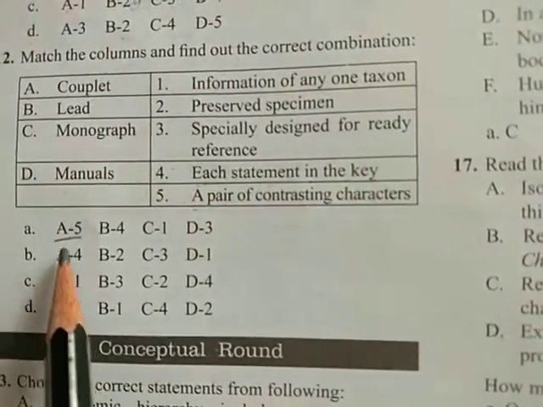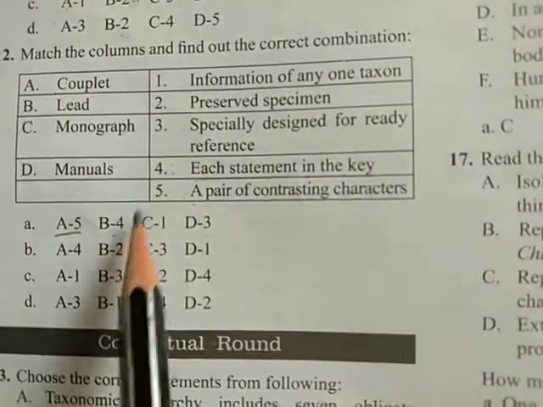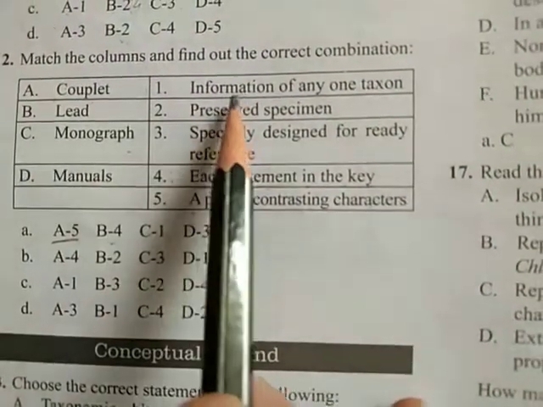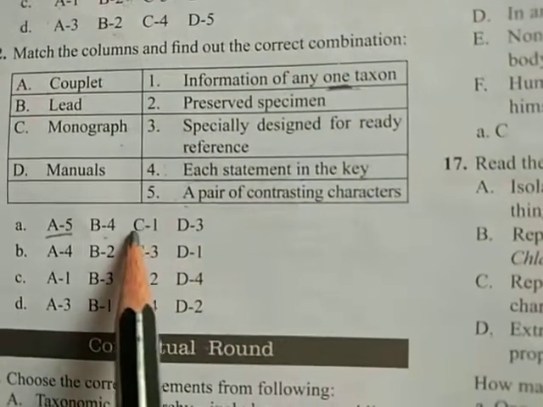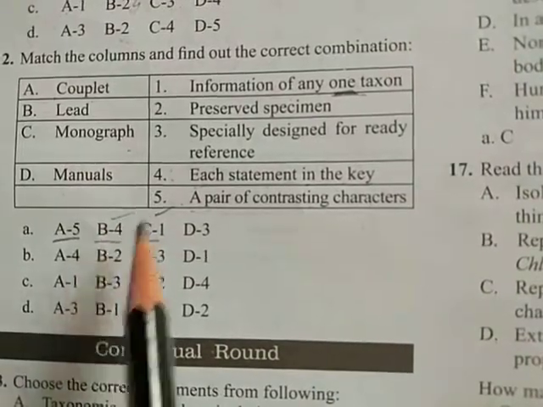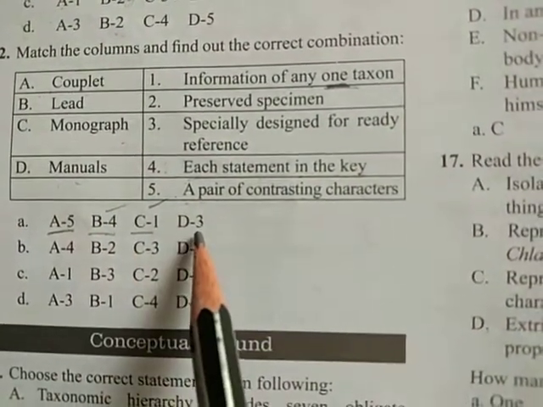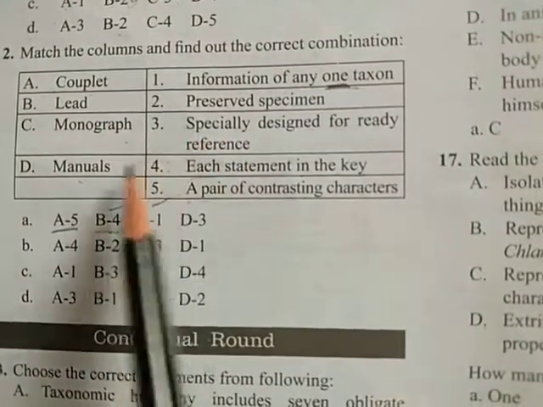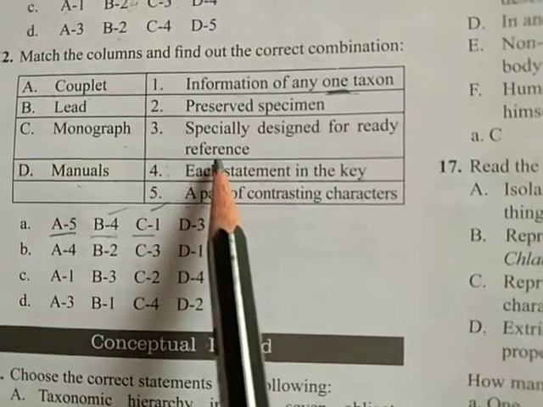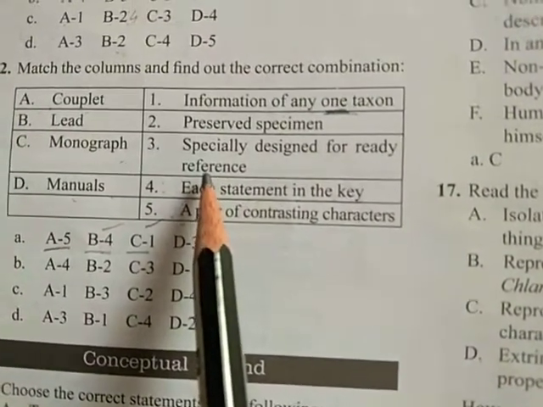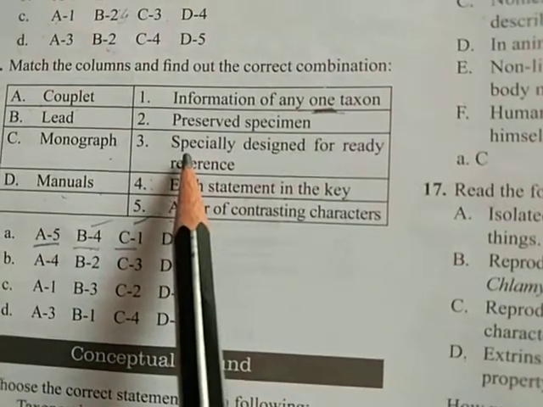Then B is fourth. Monograph means information on any one taxon, so no doubt this is also right, and B is also right. Next, manuals, given here as 3. According to this, manuals means specially designed for ready reference. It's like a ready reckoner, as we call it.